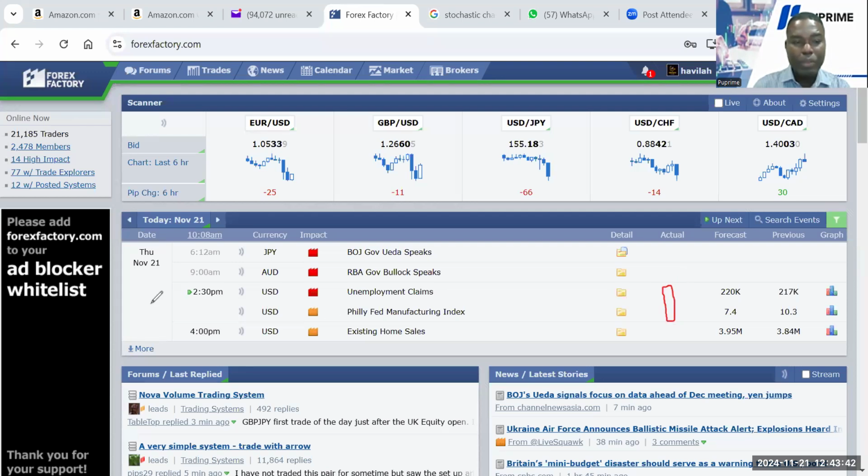Now, we should also know that these two events don't have the same level of impact. The unemployment claims is a high impact event, while the Philly Fed Manufacturing Index is a medium impact event. But both of them combined together, if they both go in the same direction, can give a lot of volatility for the dollar this afternoon. So I'll flip now to the technical so that we can get a more comprehensive outlook for this news event.